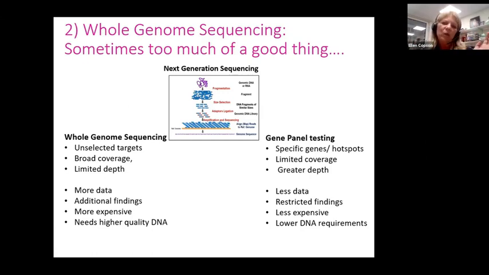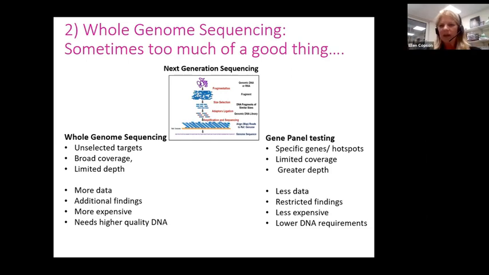But with whole genome sequencing of a tumor sample, we're not going in with very preconceived ideas of where we think the hotspots are that we want to pick up, which is what happens in gene panel testing. And it does have key differences in the way we go about it. Firstly, for whole genome sequencing, you need more DNA, you need higher quality DNA.